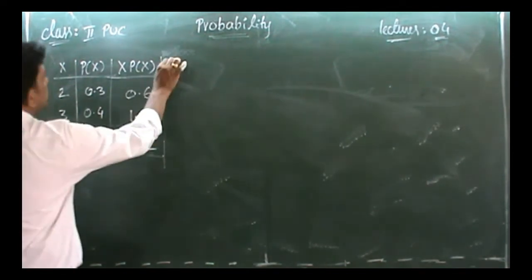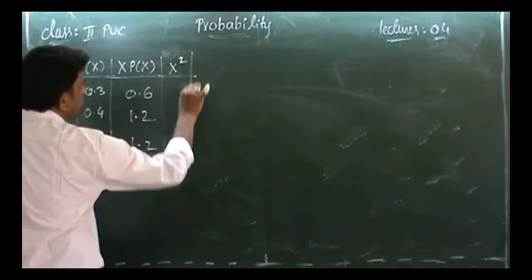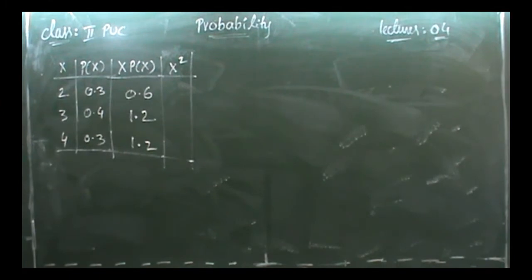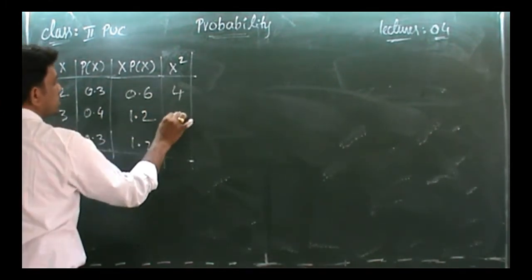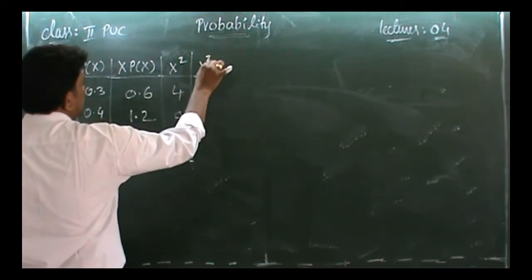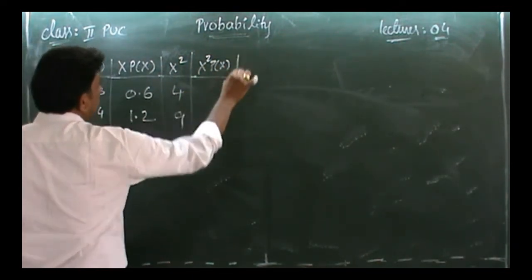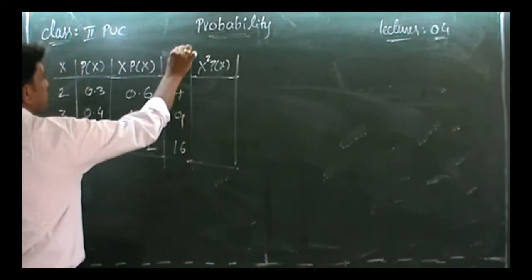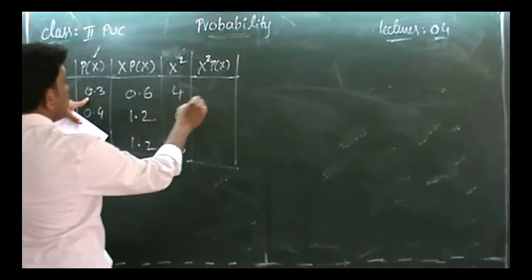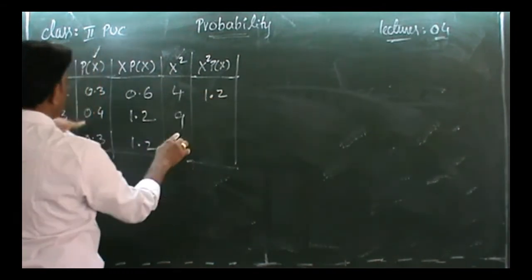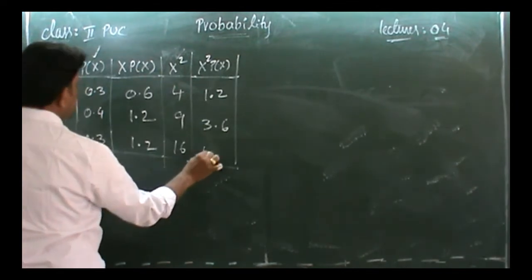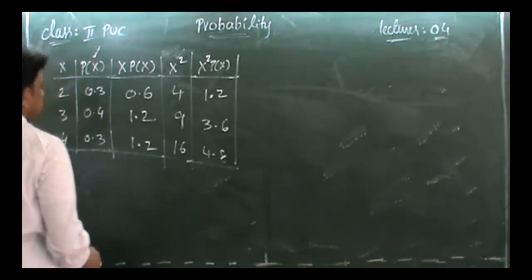Next for variance, we have to find one more column, that is the x square column. X square means the square of this column. So 2 square is 4, 3 square is 9, 4 square is 16. Next one is x square into p of x. We have to multiply these two. 4 3s are 12, 1.2. 9 4s are 36, 3.6. 16 3s are 48, 4.8.